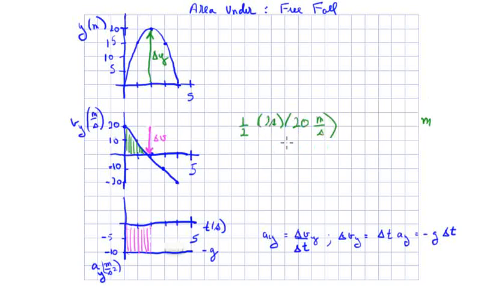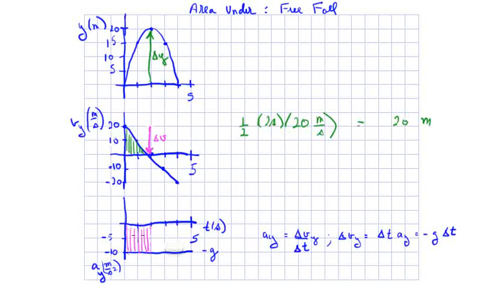That essentially what you're doing here is it's the average velocity. 1/2 times 20 is going to be the average velocity times the time taken, and so that's going to give a value of 20 meters, which is in fact the height risen by the ball. So this is a simple example of using area under the curve for free fall.